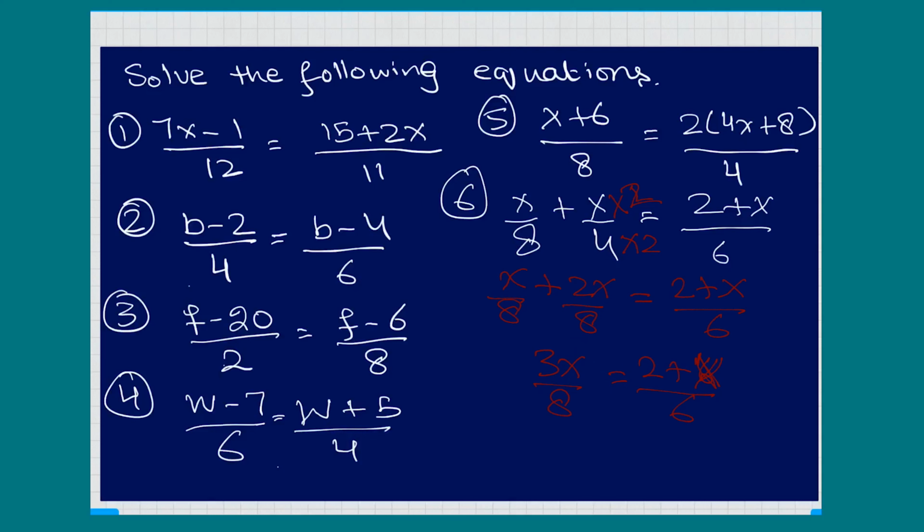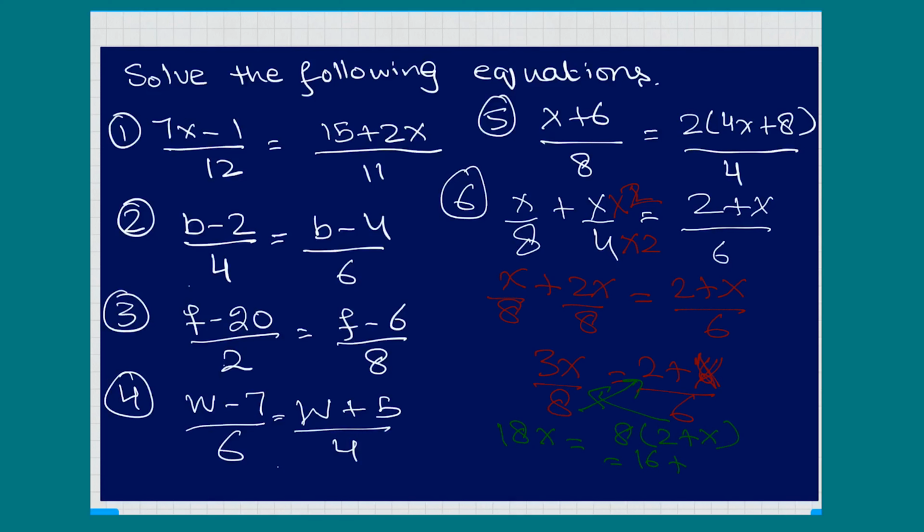So 6 times 3x is 18x, and 8 times 2 plus x would be 16 plus 8x equals 18x. I'm going to bring the like term, which is x in this case, and 18x to one side.